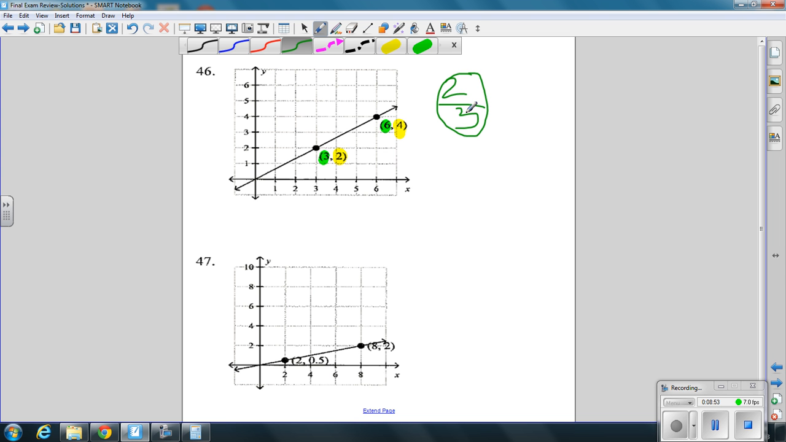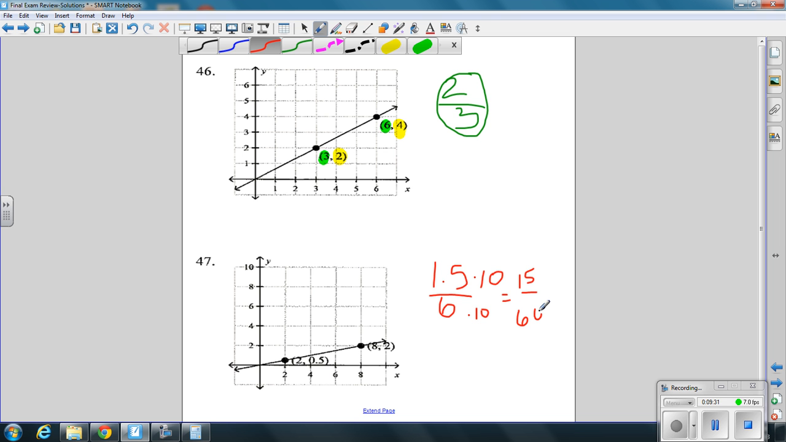And if we take a look at the last example, again, change in y over change in x for 47. The y is 2 minus 0.5, so that gives me 1.5. 1.5 over 8 minus 2 is 6. And if you want to get rid of this decimal point in the numerator, multiply the numerator and the denominator by 10 to get 15 over 60.